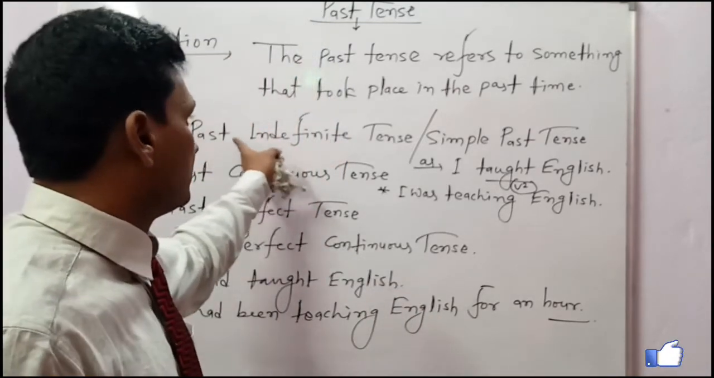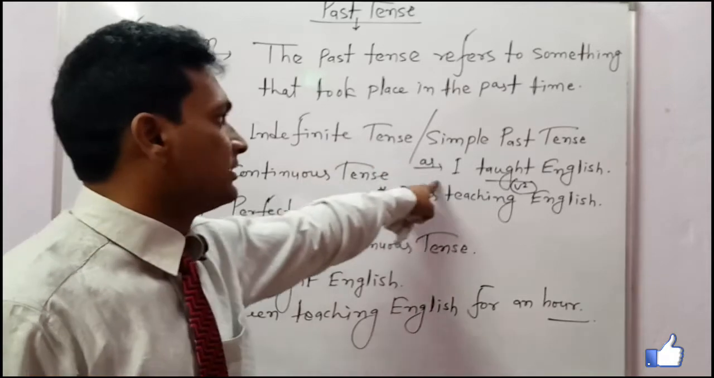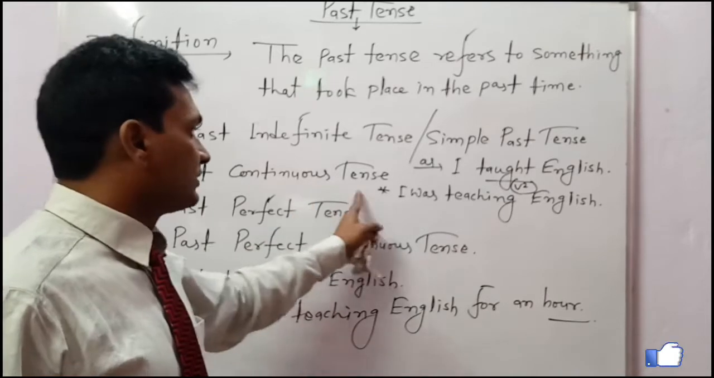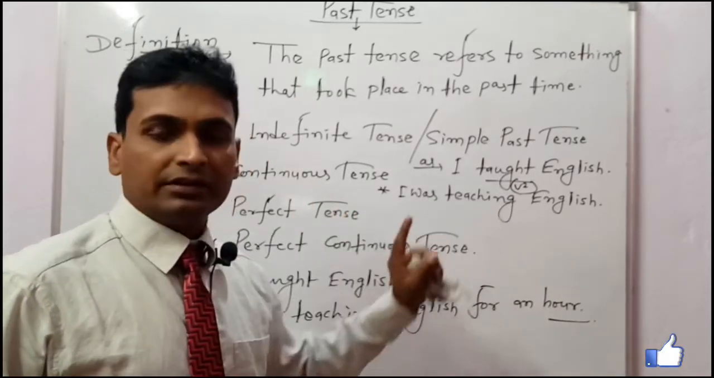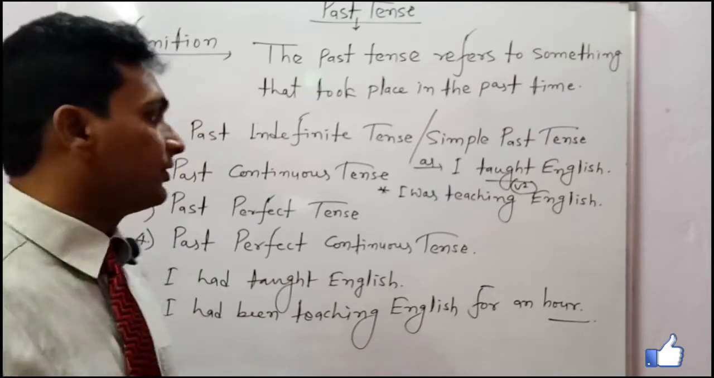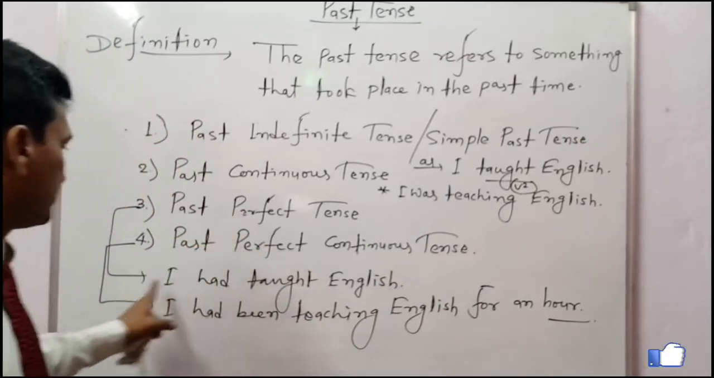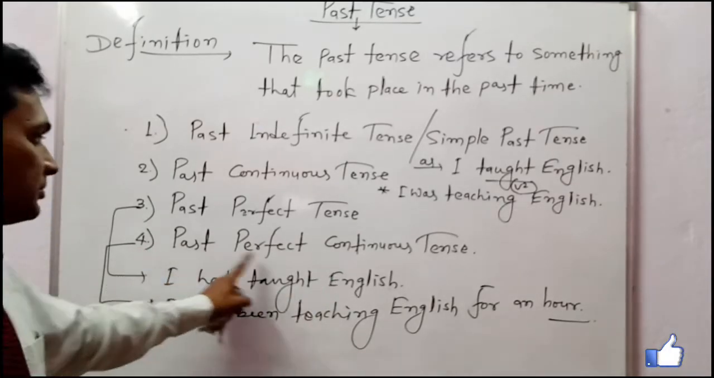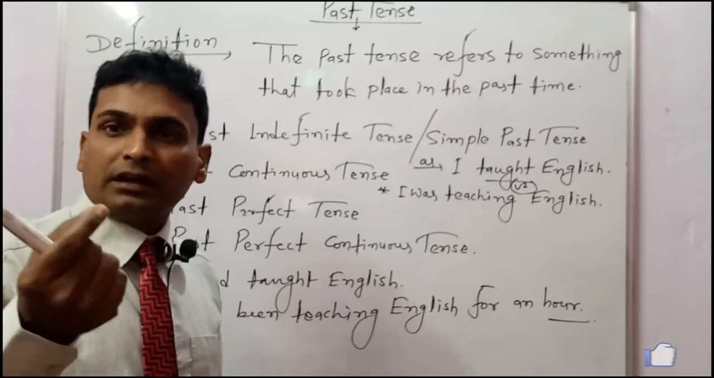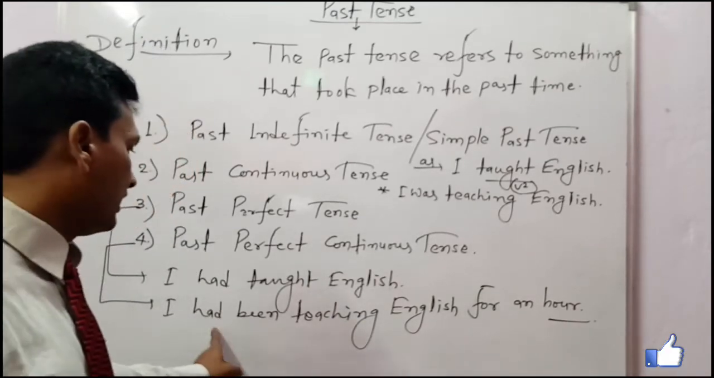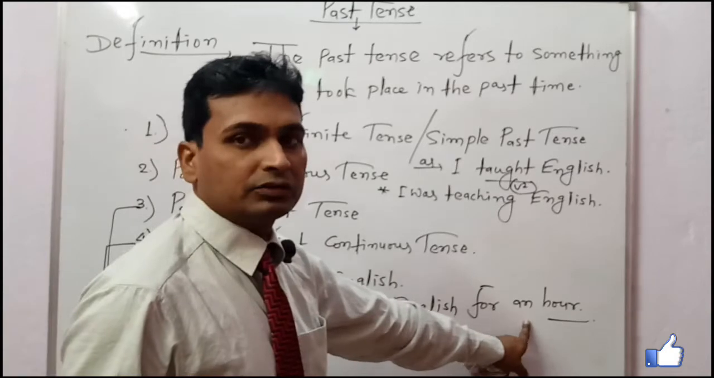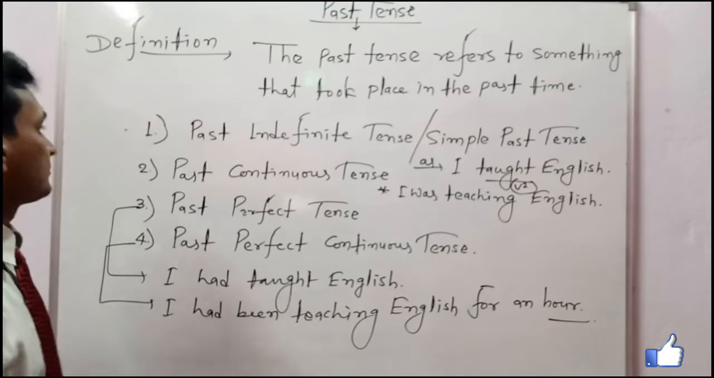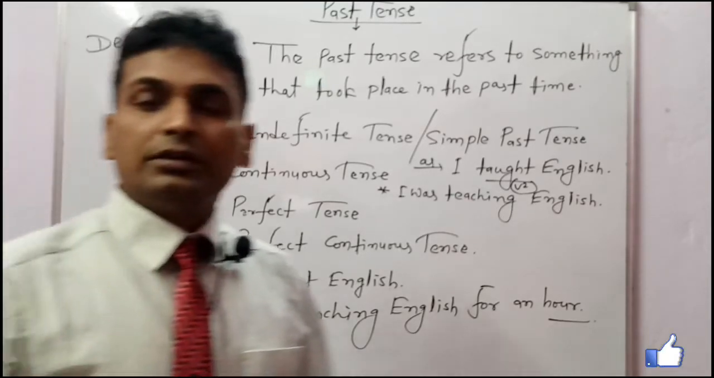I have just done the first example before past indefinite tense. I taught English, that is subject and second form of the verb. Past continuous tense, that is I was teaching English. In that tense, the action is continued, right? Past perfect, the example of past perfect I have done here, I had taught English. And the fourth one, past perfect continuous tense, that has time denoting words that I have done here. I had been teaching English for an hour. So an hour is the what? An hour is time denoting word, right? So now let's learn it one by one.